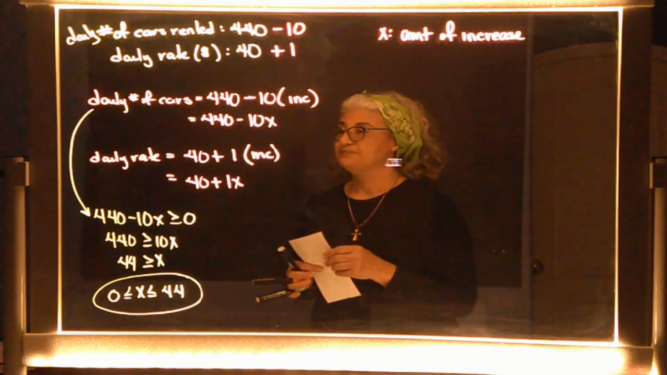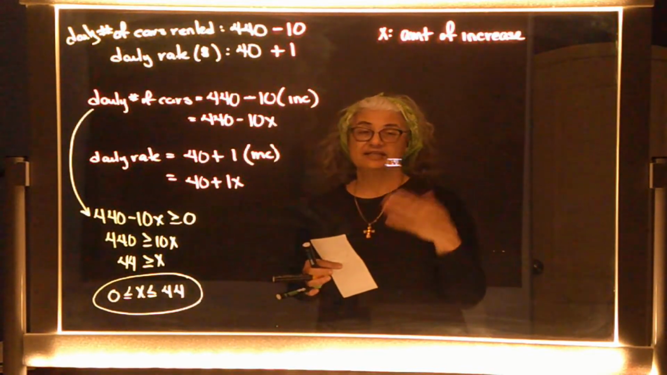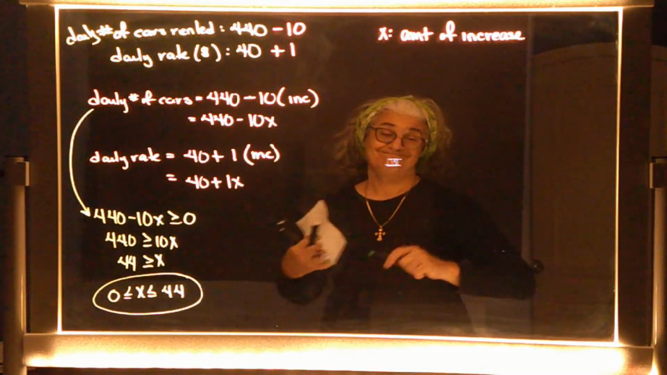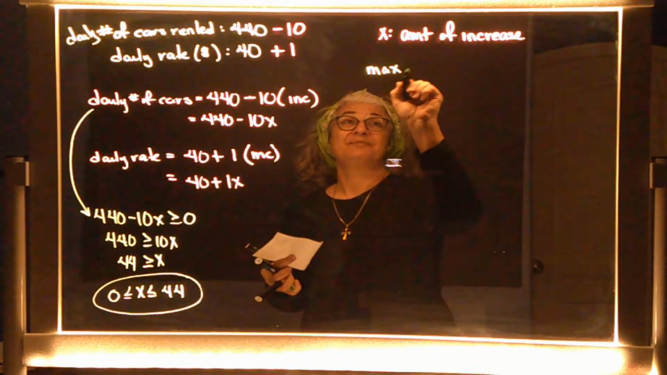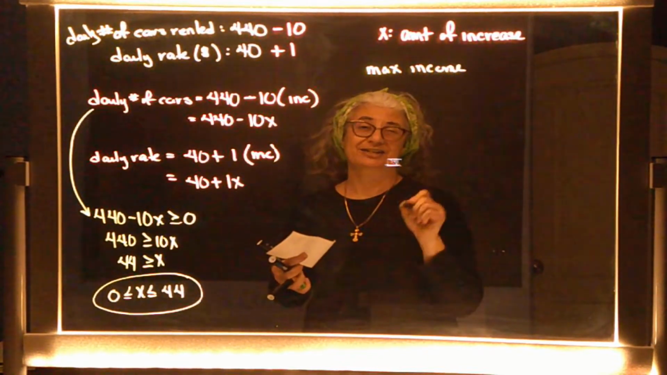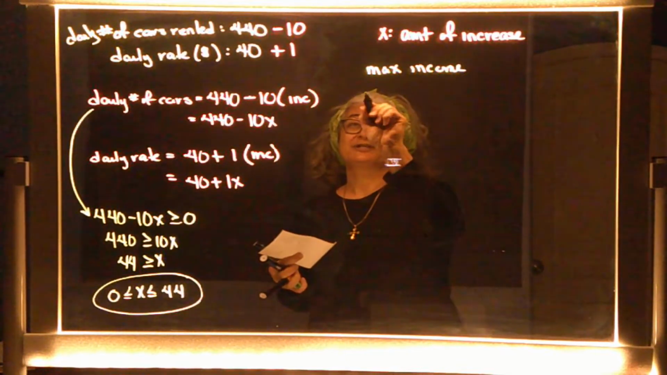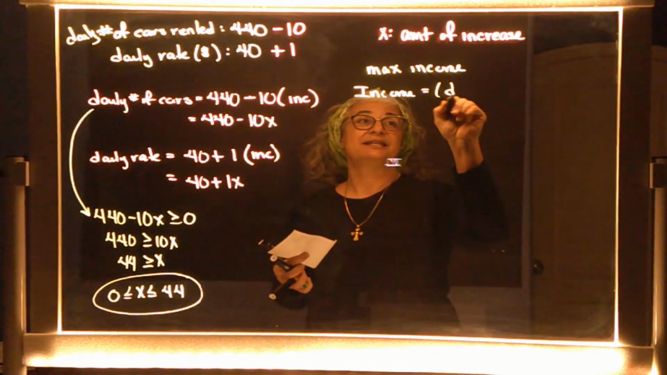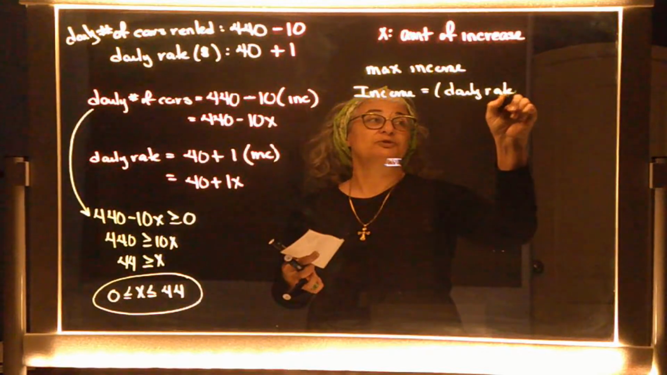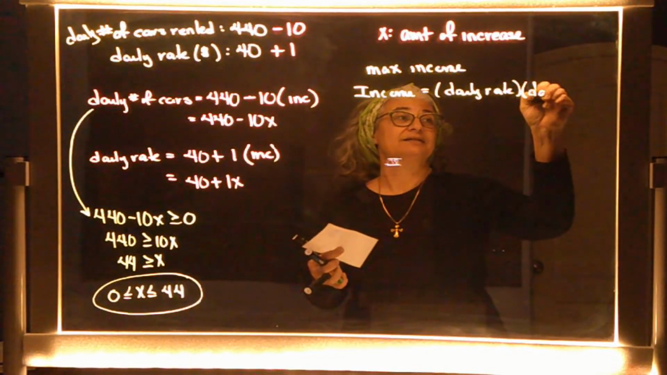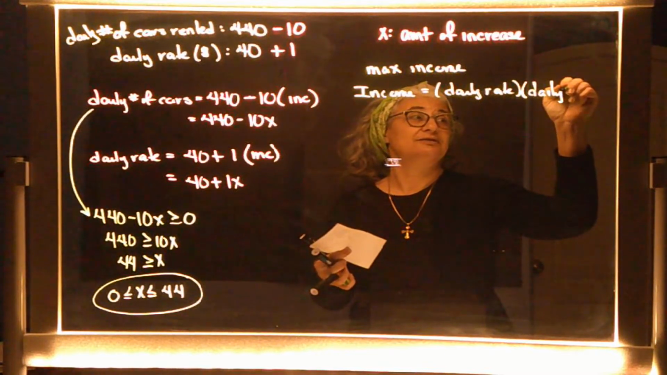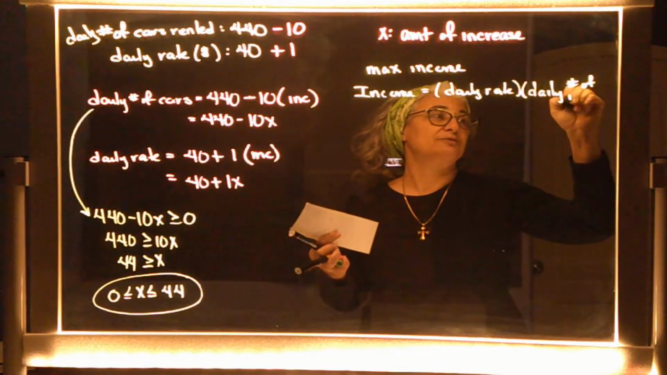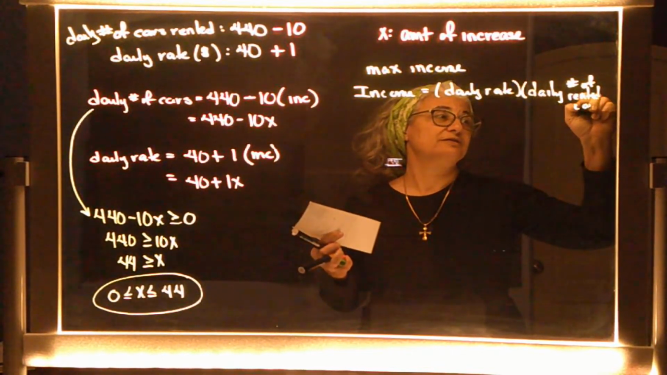All right? All right. So they want to know the maximum income. Well, they said max again, didn't they? Yeah, you know where we're going with that, right? Okay, but first, to find the income. What do we do to find the income? Good, we take the daily rate and we multiply it by the daily amount of rented cars, right? Daily number of rented cars.